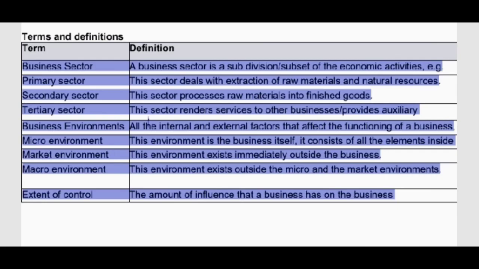When it comes to micro, the business has full control. When it comes to market, the business has less control or limited control. Now we go to macro environment. We have to know the control, and we have to know how macro operates, or how the business operates in macro. Look at your screen.